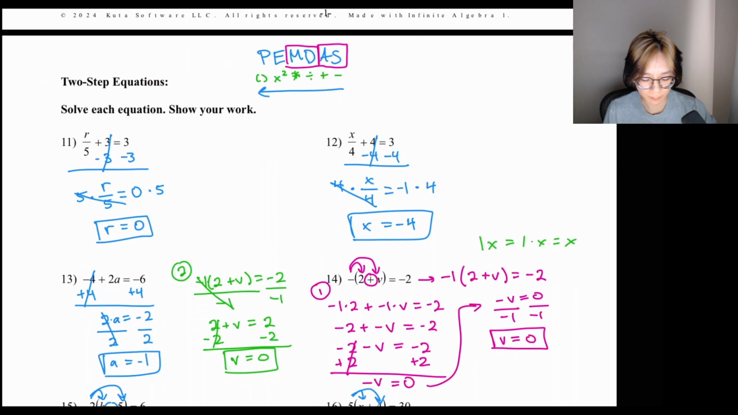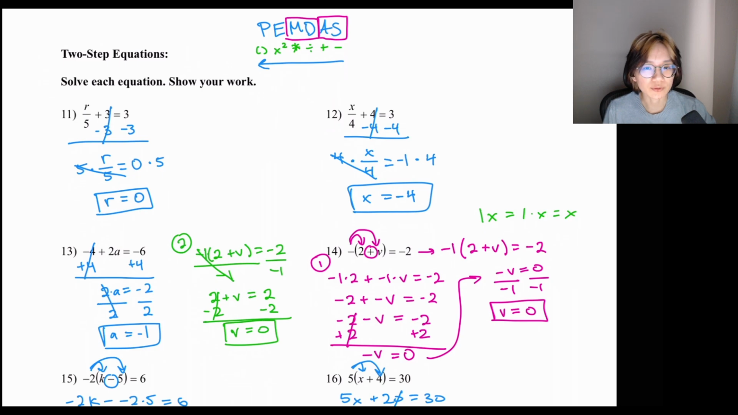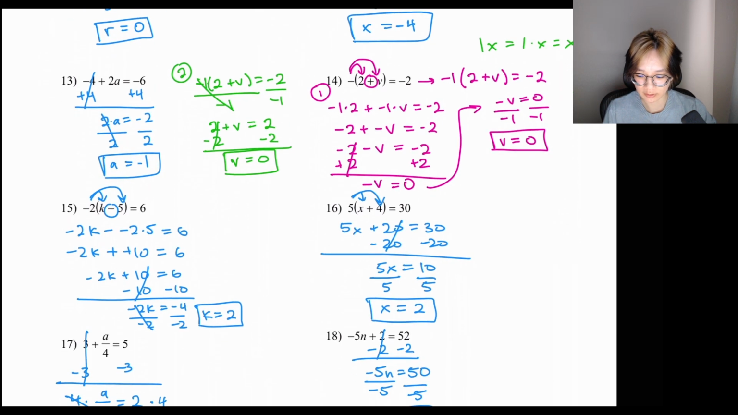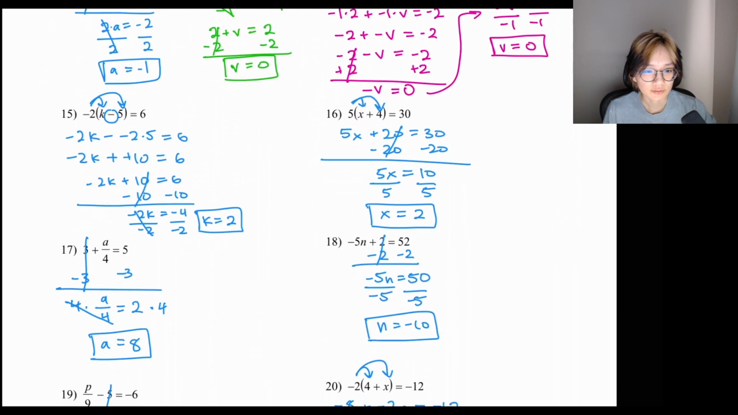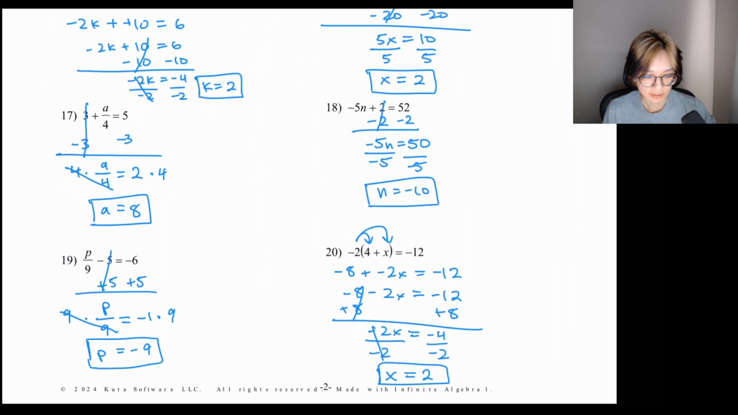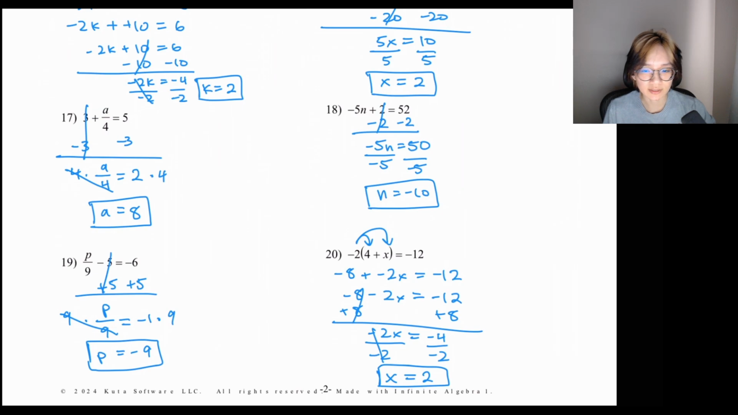10, p equals 1. 11, r equals 0. 12, x equals -4. 13, a equals -1. 14, v equals 0. 15, k equals 2. 16, x equals 2. 17, a equals 8. 18, n equals -10. 19, p equals -9. And 20, x equals 2.